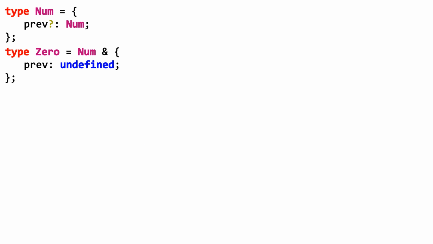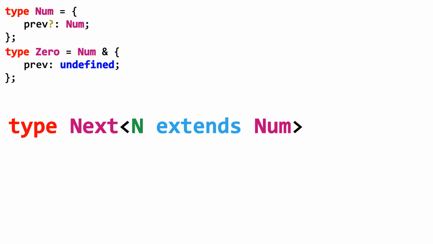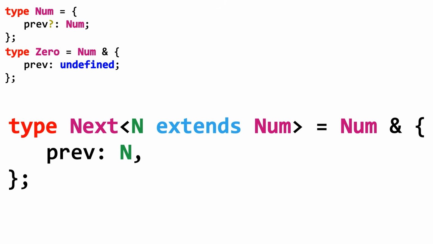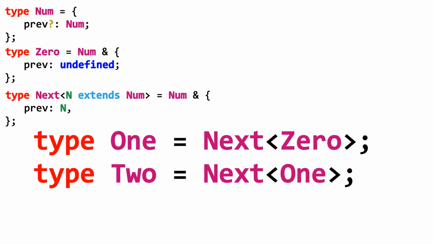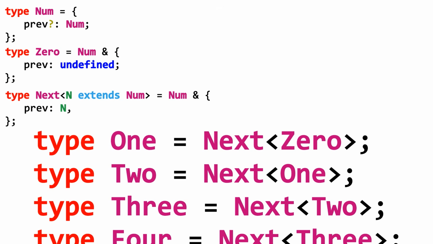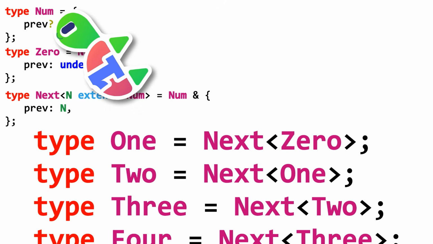But anyway, now we can define a new type, Next, which takes in type N extends Num, and defines this new number as the number that comes after N. So we pass N in as the previous property. So we can define 1 as Next<0>, 2 as Next<1>, and so on and so forth. By induction, we can do this forever, so now we have all the natural numbers.